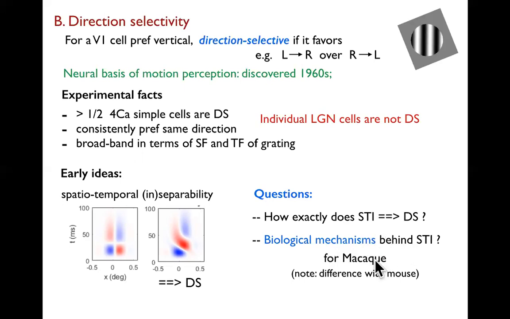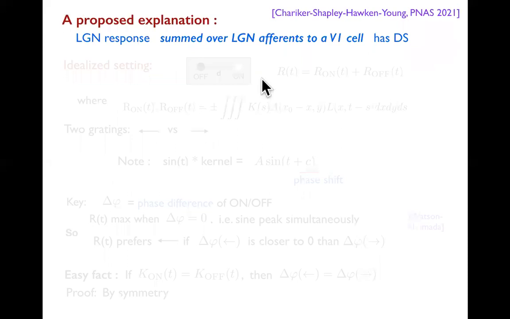Okay, and here I want to emphasize that what I have to say is for the macaque. Mouse, for example, is quite different. First of all, mouse relies a little bit more on the retina than the macaque. Macaque relies very little on the retina for functions like direction selectivity. And also the connectivity is different, the cells are different, the cell properties are different. So macaque, okay, think macaque. So I'd like to show you a proposed explanation for how it works.